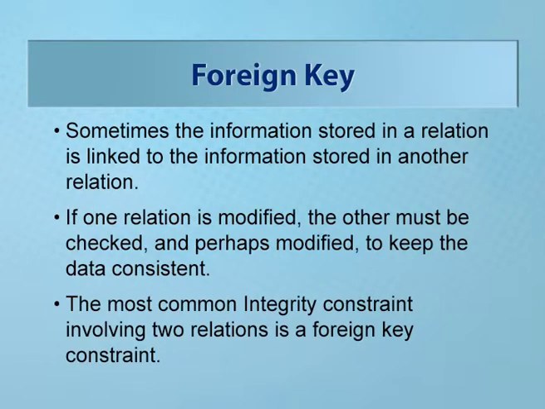Then comes the foreign key. Sometimes the information stored in a relation is linked to the information stored in another table. In relational database management systems, we enforce referential integrity in the form of a foreign key. Foreign key is when one field is appearing in one table and the same field is appearing in a second table as well, and we have identified it as the primary key in the first table and the same key as a foreign key in the second table.